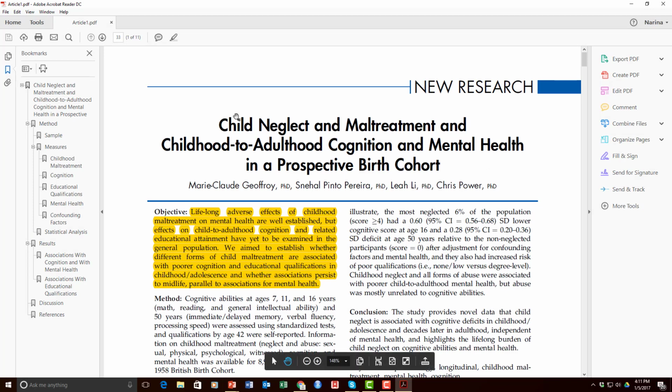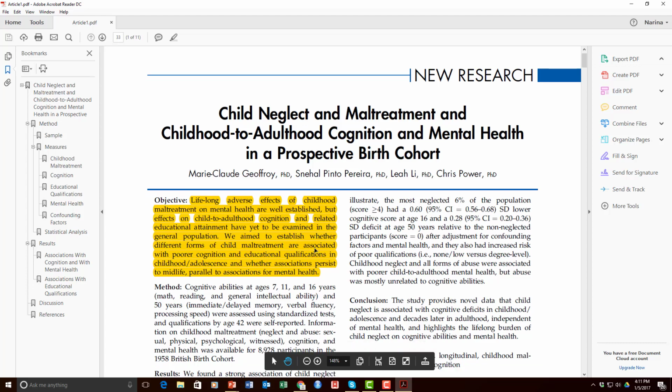Okay, this is child neglect and maltreatment and childhood to adulthood cognition and mental health in a prospective birth cohort. Whenever you see something like this, you're probably talking about a longitudinal study. One of the first places to go is right here in the abstract. And what I've done is I've gone ahead and looked through this article just to highlight some of the places where you might look to find the answers to the questions. So this right here is the purpose of the study. And this would be a nice sort of why did they do the study, what did they do kind of thing.